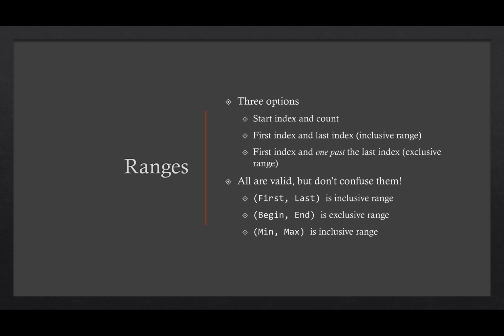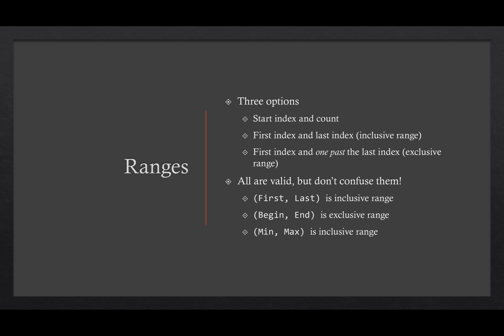The first is to use a start index and a count. The second is to use the index of the first item and the index of the last item. That's what's called an inclusive range, because both the first and the last indices refer to items that are included in that range. And the third way is to use an exclusive range, in which the range goes from the first item up to, but not including, the last item. All of these are valid, but the important thing is not to confuse them.